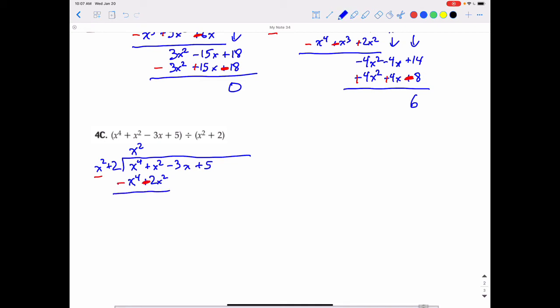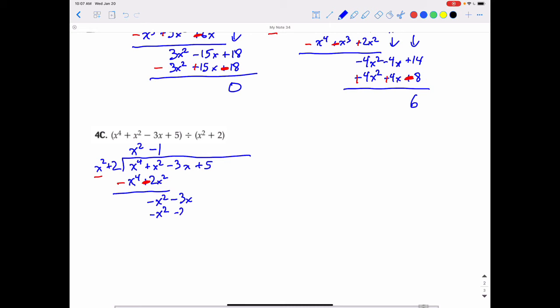So the x to the 4ths cancel. That's going to be a 1x squared. Remember, there's 1 in front of that x squared. Minus 2x squared is negative x squared. Bring down the negative 3x. X squared goes into negative x squared, how many times? X squared times what is negative x squared? Well, x squared times negative 1 is negative x squared, and negative 1 times 2 is negative 2.